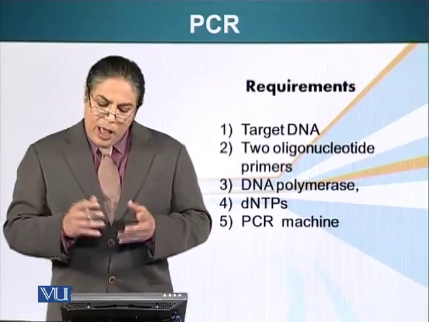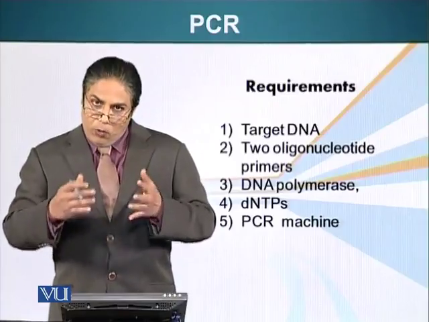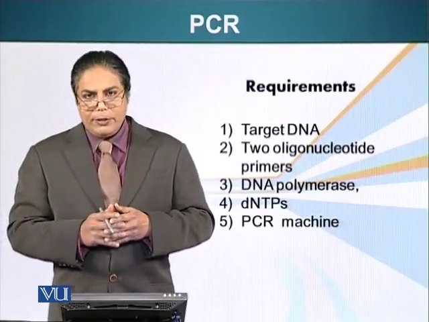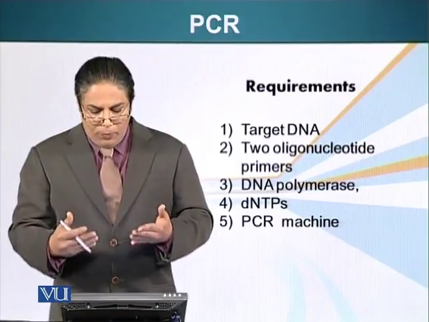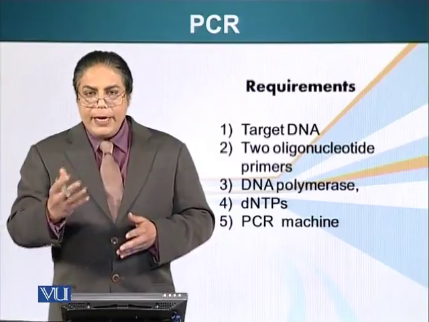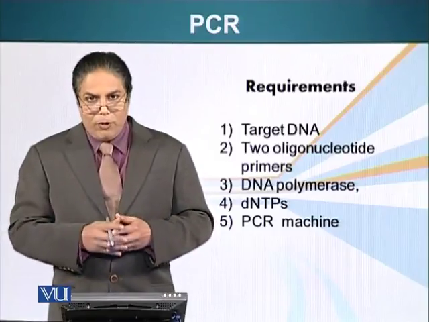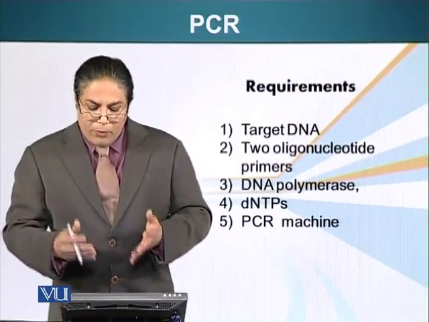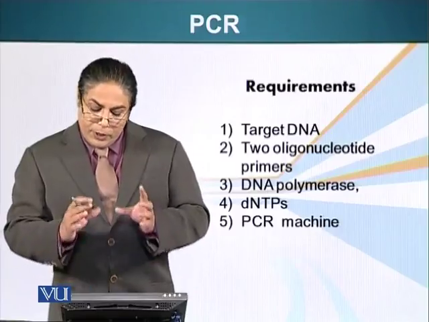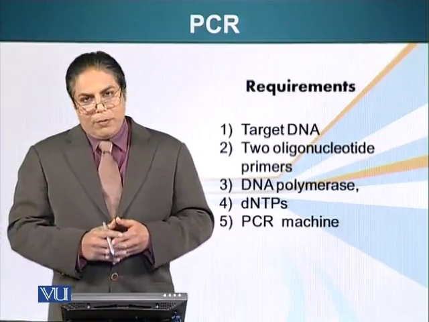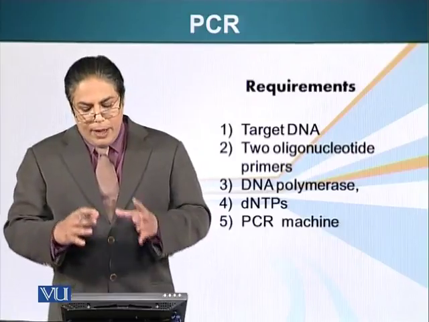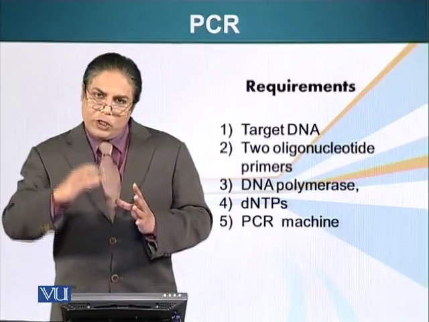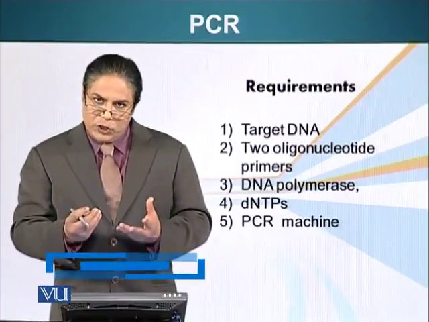So what are the requirements? Number one, we need the target. We need the original DNA. We need 2 oligonucleotide primers. I'll show you what I mean by that. We need DNA polymerase. We need that for replicating DNA in the cell also. We need the raw material, dNTPs, the nucleotides, and we need the PCR machine. PCR machine basically is an equipment that can change the temperature of the sample or the reaction mixture.